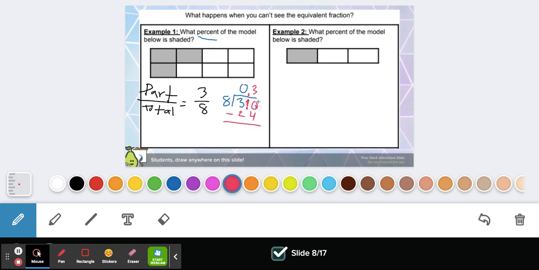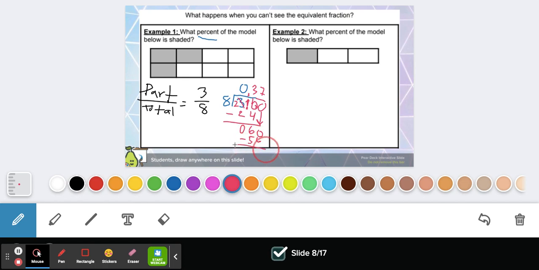I subtract. I'm going to borrow here, that gives me 10. This turns into a 2. So now 10 minus 4 is 6. 2 minus 2 is 0. I can add in another 0, so I can continue my division. So here 8 can go into 60 7 times. 7 times 8 or 8 times 7 is 56.